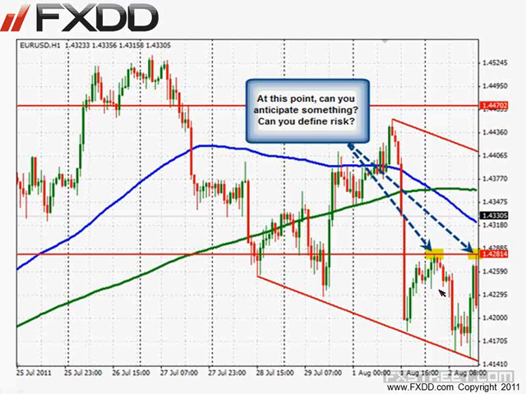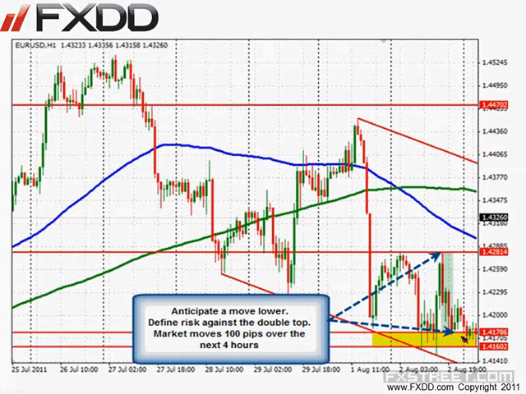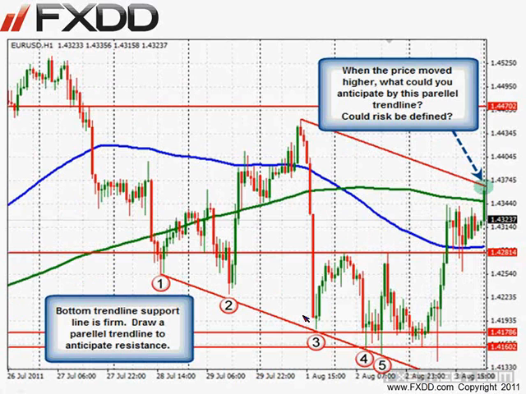When the market hits the peak right here, the market started to move down, and as you can see, we moved down to a support area right here. And this is what you as a trader have to start to do in these types of markets: anticipate a move lower, define risk against the double top. Market moves 100 pips in over the next 4 hours. You take it and you run. You don't become married to the position. You like it.